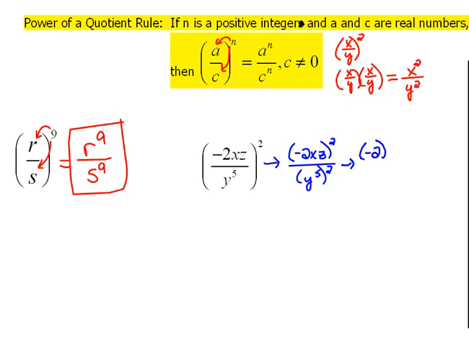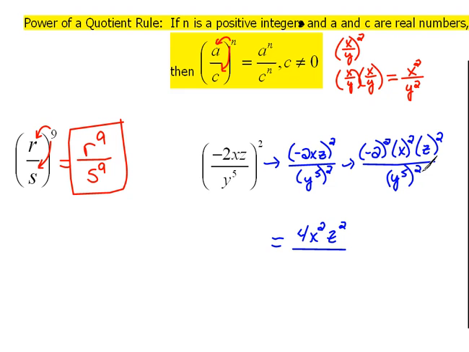So this would technically be negative 2 squared, x squared, and z squared over y to the 5th, squared. And now we can simplify even further. Negative 2 squared would be negative 2 times negative 2, which is positive 4. And x squared would just be x squared. Z squared would be z squared, over, here we have a power raised to a power. So in that case, we're supposed to multiply. So y to the 5 times 2 power, which would be y to the 10th.